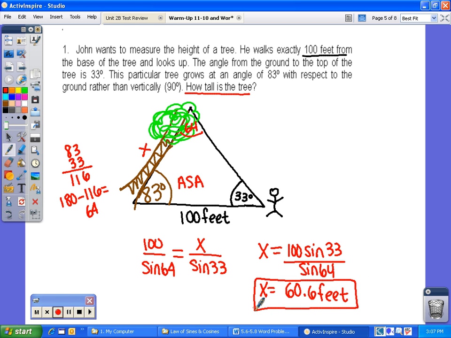Alright, so make sure you really read what the question is asking and really see what important parts of the problem can help me solve it and set it up.